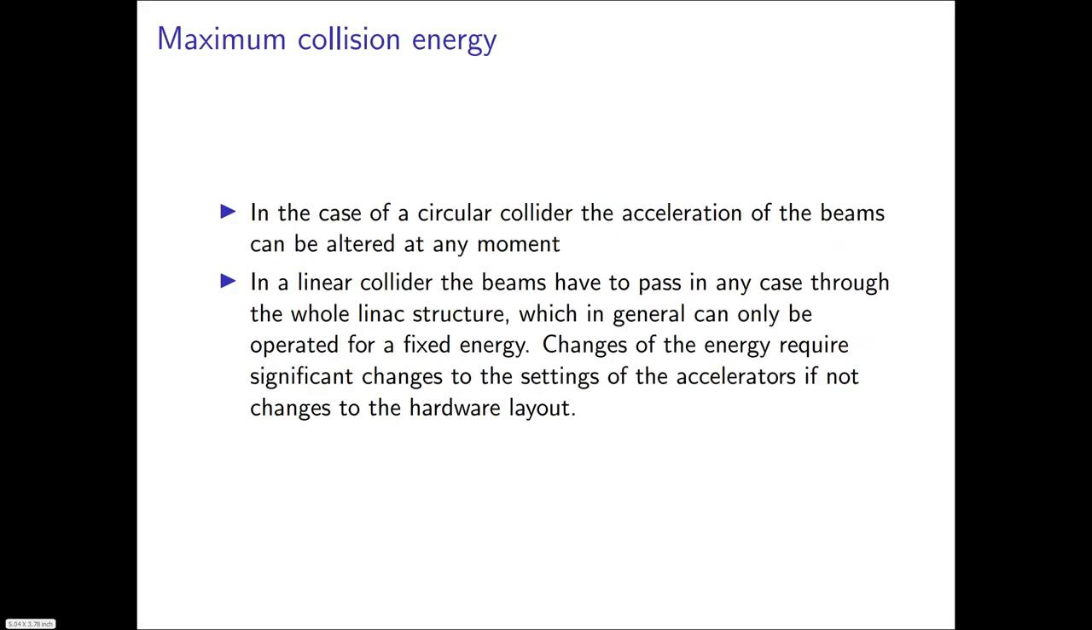Next. In the case of a circular collider, the acceleration of the beams can be altered at any moment. When a proton enters the LHC, Large Hadron Collider, it is about 7000 giga electron volts. Then they are kept in the same ring for several hours because energy has to be given to the proton constantly to make the proton's energy go up to 14 tera electron volts.